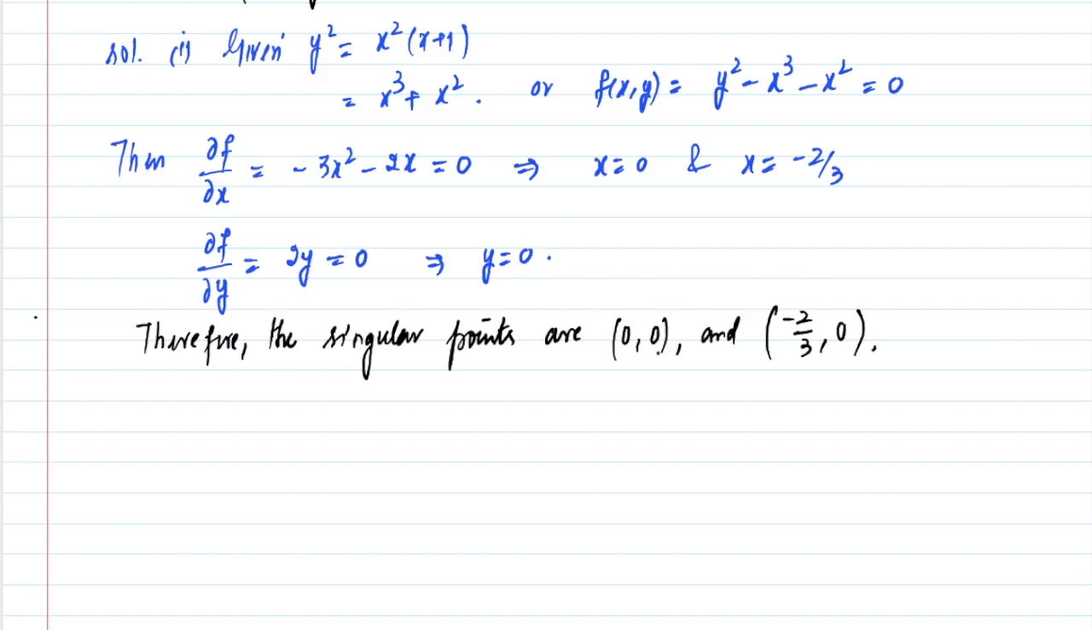Now first of all we want to understand whether these two points lie on the curve or not. If we substitute x equal to 0, y equal to 0 in the given curve y square equal to x square into x plus 1, we obtain that the point 0, 0 satisfies this curve.